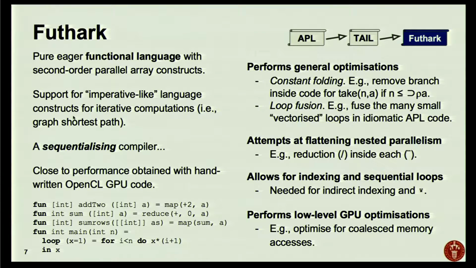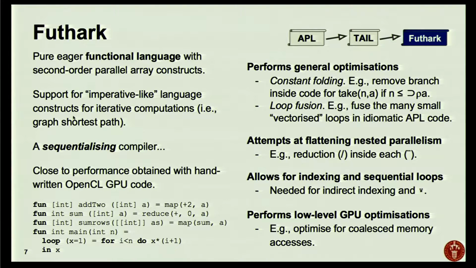So, something about the Futhark compiler. It's a pure, eager functional language with second-order parallel array constructs. That means we have these, we call them SOACs, second-order array combinators. That means we have reductions, scans, all these kinds of operations that take first-order functions as arguments, and then can work in parallel on those and on the data. It does also support imperative-like constructs.